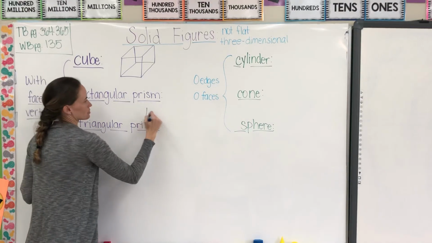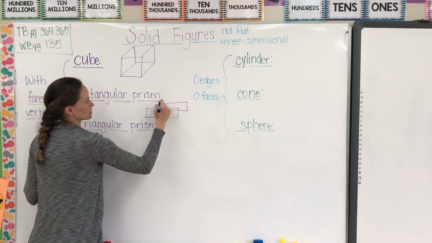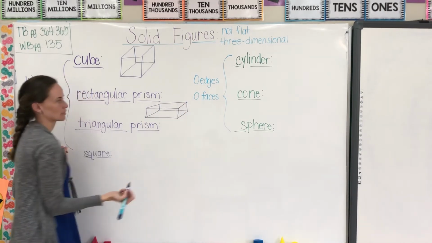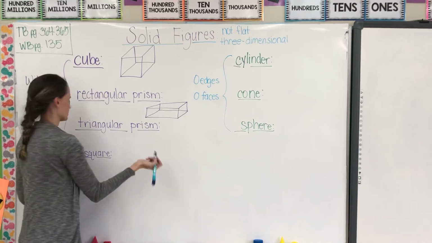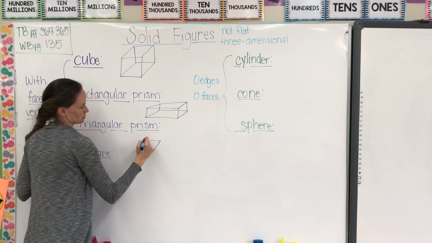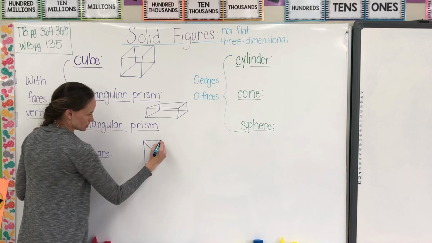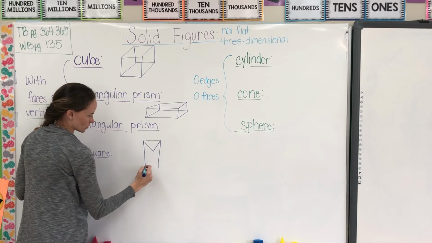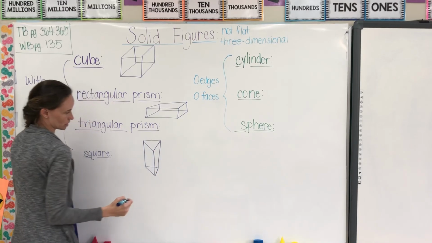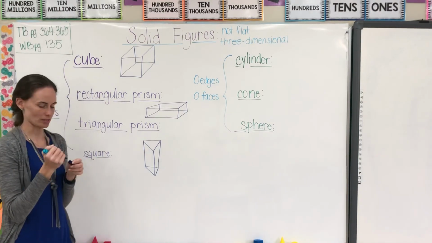A rectangular prism, you would draw a rectangle, and then a higher rectangle the same way, and you connect them. Triangular prism, draw a triangle, and then draw the lines going down, and you draw another triangle, and you connect it like that. It's not perfect, but you get the idea. So you can practice with that.